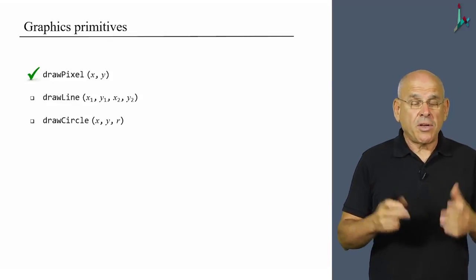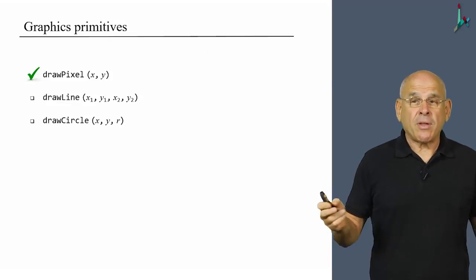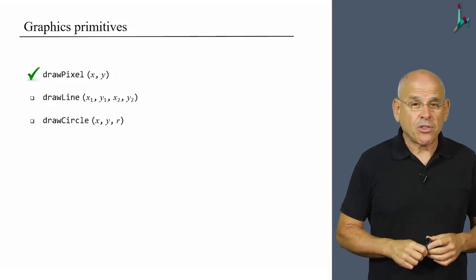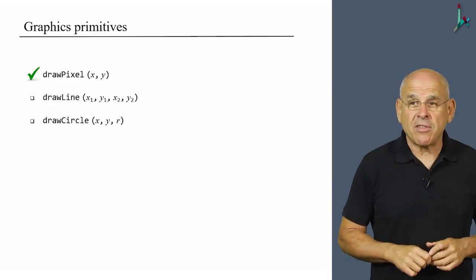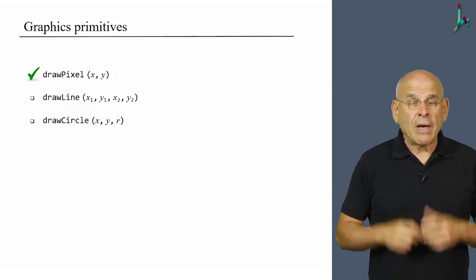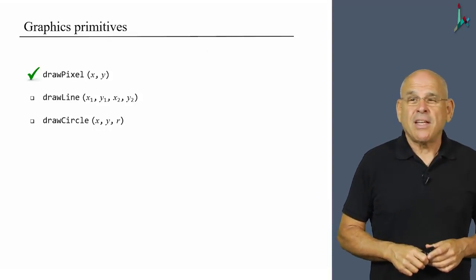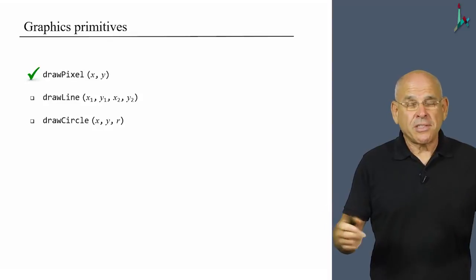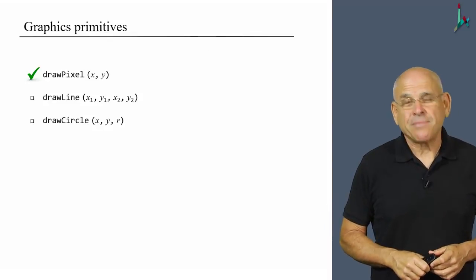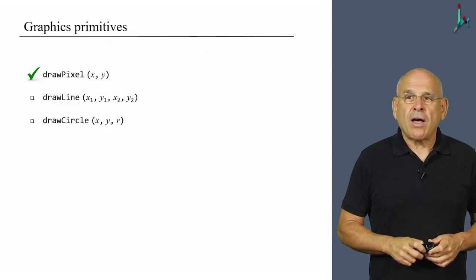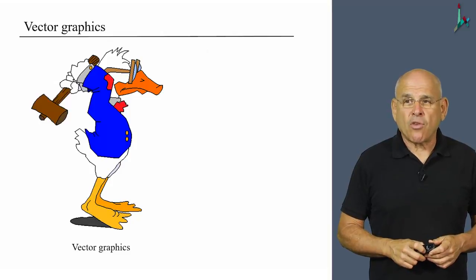So in this unit, we will start with draw pixel as a point of departure, because we've already discussed it in the previous unit, and we will learn how to draw lines using draw pixel, and how to draw circles using draw line. And so let us begin with draw line.